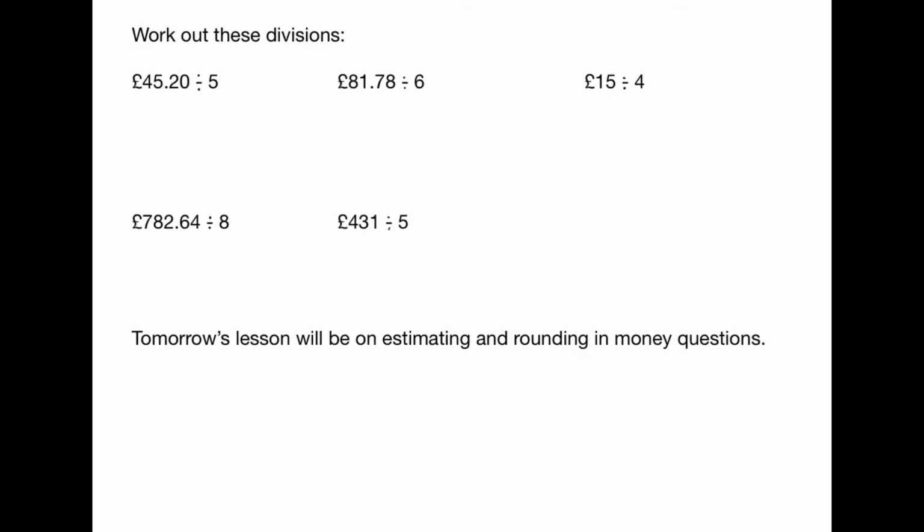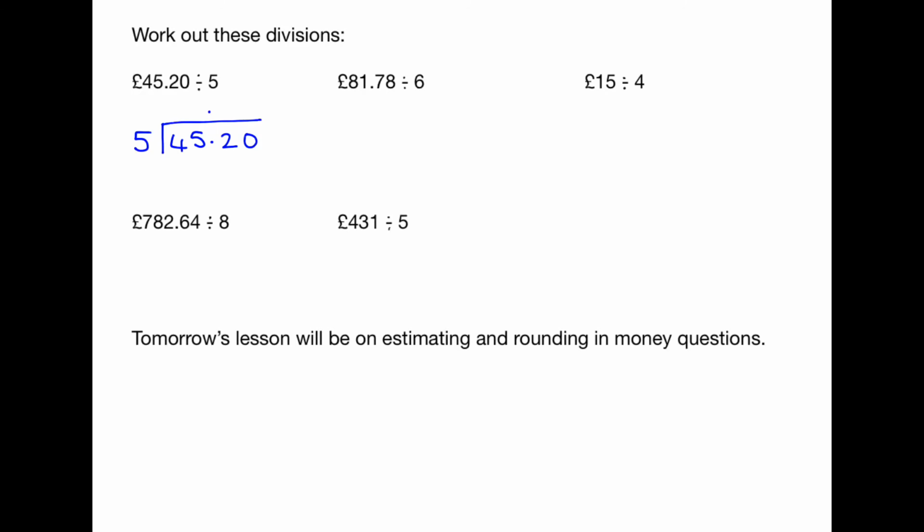So we're going to work out these divisions like we did earlier on, in the starter question. £45.20 divided by 5. Now, remember, when you're dividing, the points stay in line with each other, and dividing is the only kind of calculation that we tell you to start from the left-hand side.